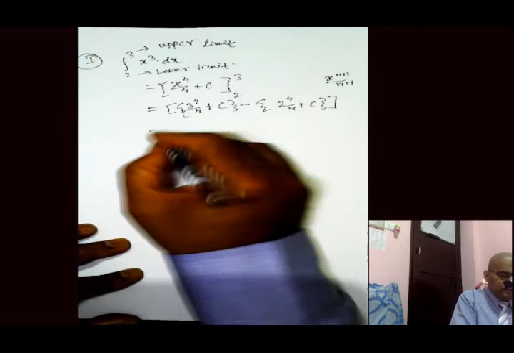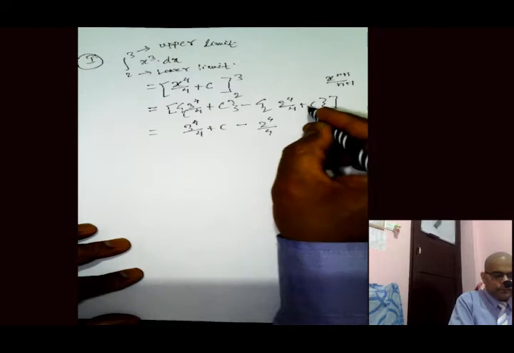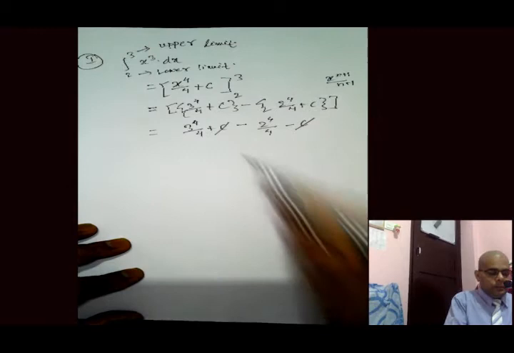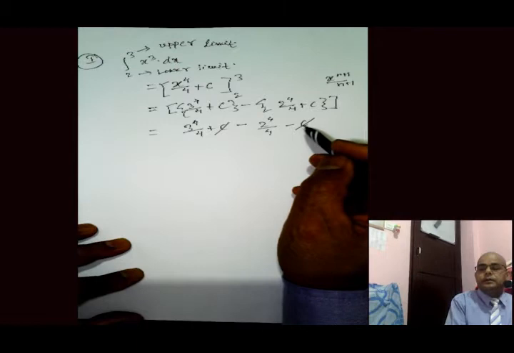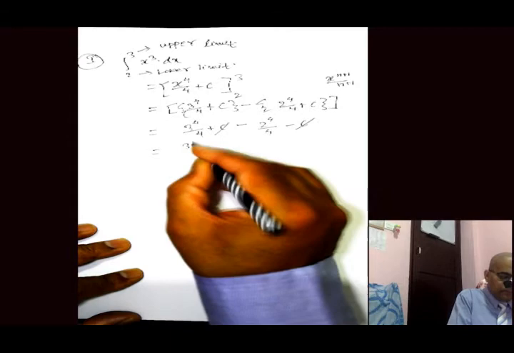Now you open this bracket, so it is 3 to the power 4 over 4 plus c minus 2 to the power 4 over 4, and minus times plus is minus c. You see that in the definite integral case, constant terms get cancelled out. Therefore there is no need to write the constant term while dealing with problems about definite integrals. So it is 3 to the power 4 over 4 minus 2 to the power 4 over 4.